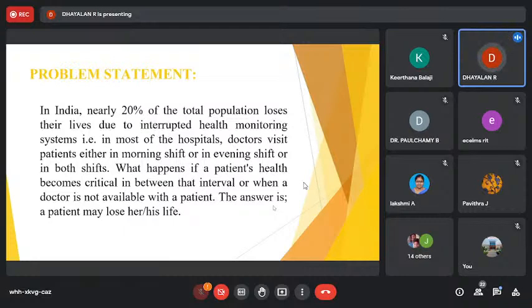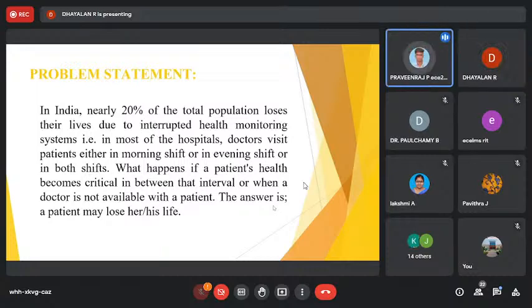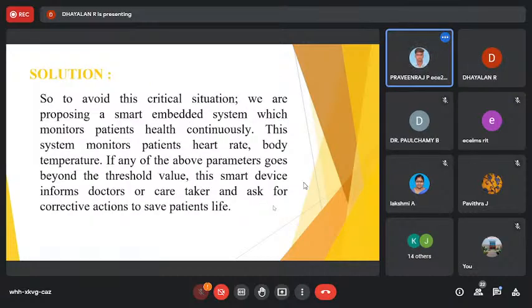So from here, my friend Praveen Raj will be continuing. Praveen Raj, can you? Okay then. Am I audible, ma'am? Yes, you are audible. Thank you.